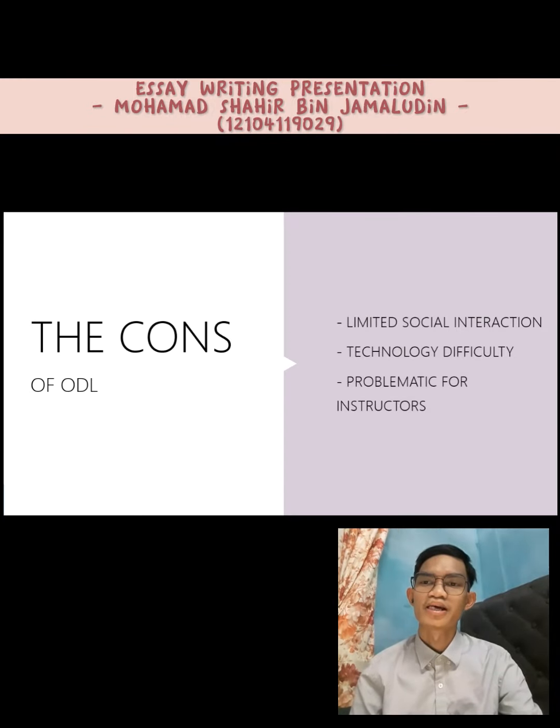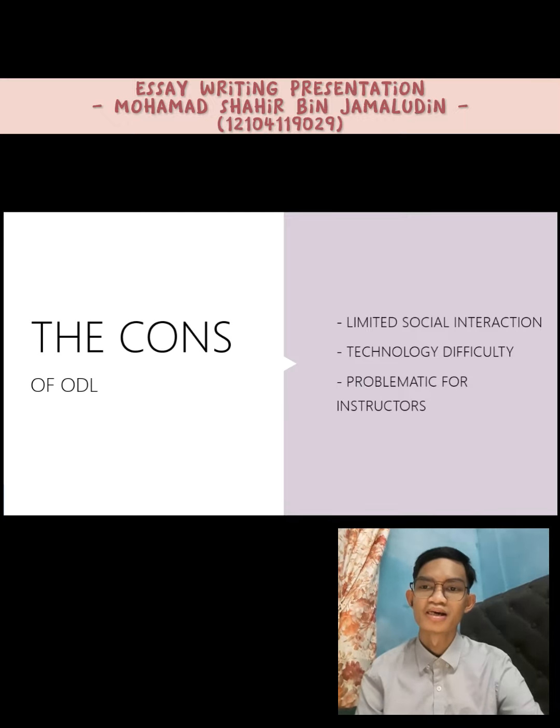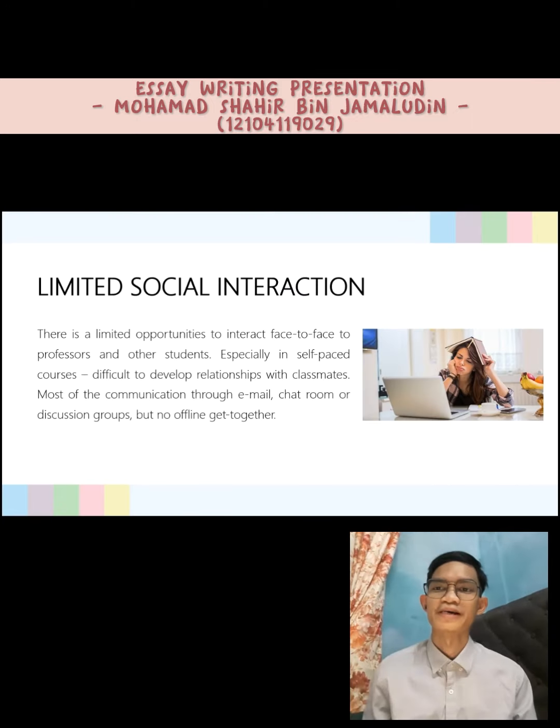But it is an inappropriate learning environment for more dependent learners and those who have difficulty assuming responsibilities required by online courses. Online education cons can be divided into three groups, which are first, limited social interaction, second, technology difficulty, and third, problematic for instructors. Okay, the first point, limited social interaction. There are limited opportunities to interact face-to-face with professors and other students, especially in self-paced courses. It is difficult to develop relationships with classmates. Most of the communication is through email, chat room, or discussion groups, but no offline get-together.